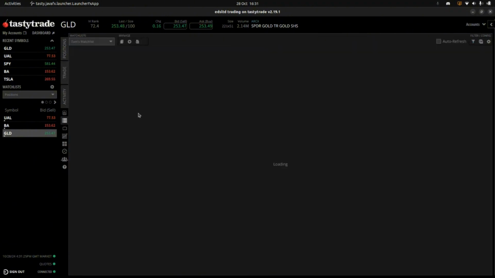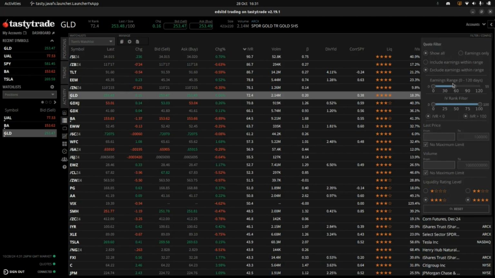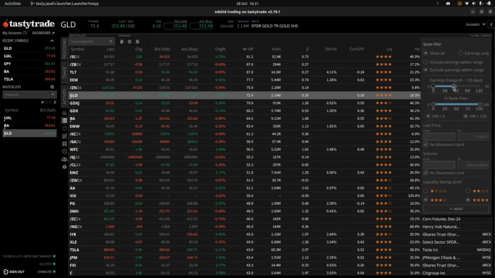So we can take that information, come over to our watch list, and then simply filter out any underlying that has earnings over the next 53 days. The reason for this is because we don't want earnings to come along and disturb our trade. It will increase volatility, it will mess up our deltas, and that's exactly what we don't want to happen because it will have a negative effect on our P&L.